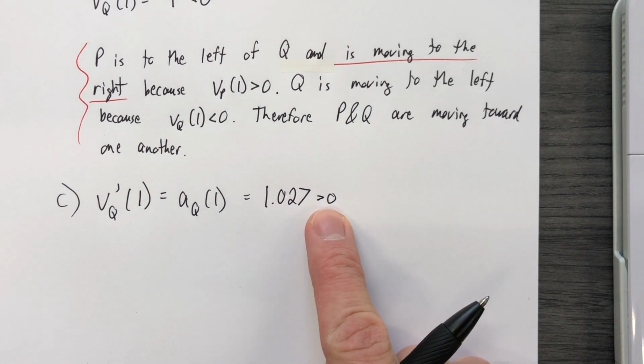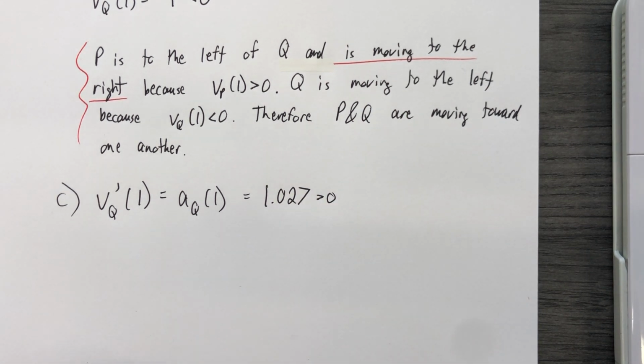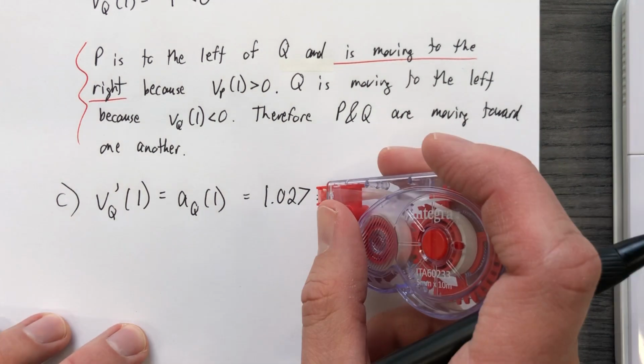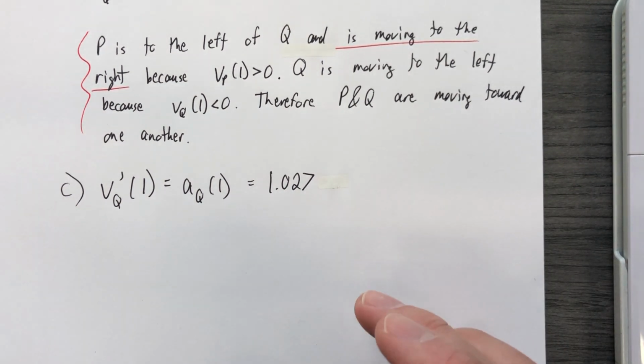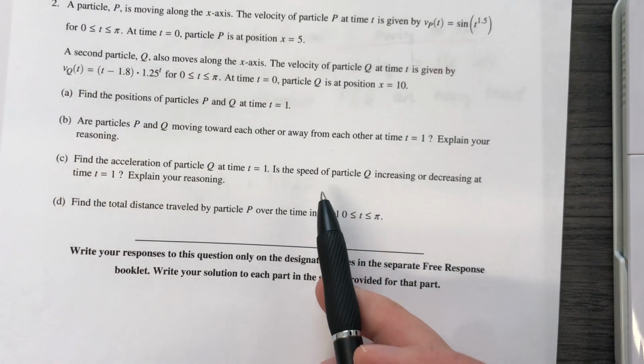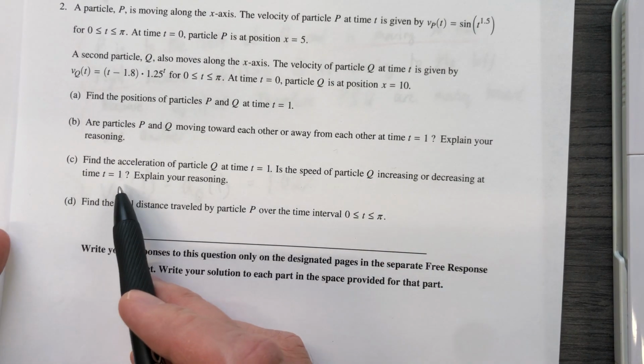They asked for this, so I went ahead and did that. You can put that or not. I almost whited it out, but yeah, let's white it out. Put that or not, doesn't matter, because I've read ahead and I know what it's asking. Is the speed of particle Q increasing or decreasing at time t equals 1?